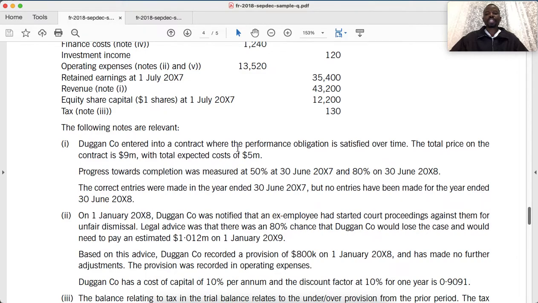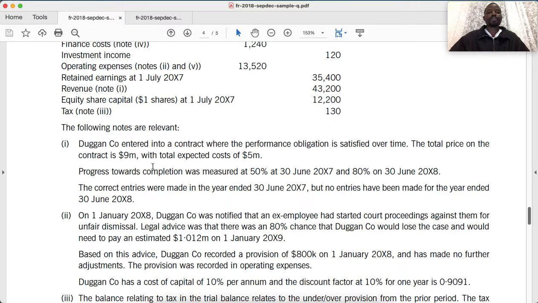Now let's go to the notes. Note number 1. DCO entered into a contract where the performance obligation is satisfied over time. The total price on the contract is 9 million with the total expected costs of 5 million. So this is the contract price and these are the expenses.